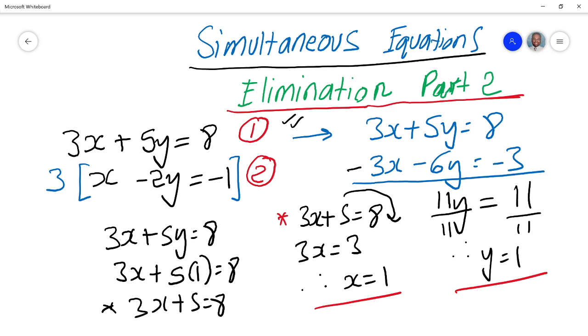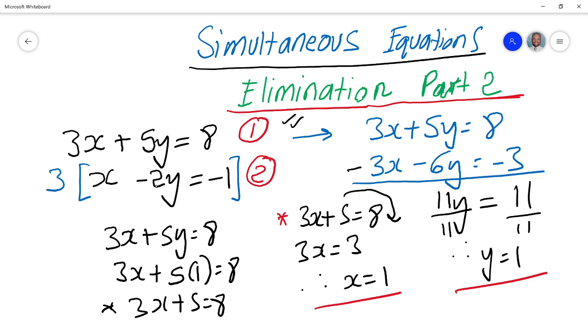If I want to check if I've got the right answer, I put the values of x and y in both equation 1 and equation 2. Looking at the first equation, 3x plus 5y equals 8, I go 3 times 1 is 3, plus 5 times 1 is 5. 3 plus 5 becomes 8. So that's correct for the first equation. Let's see if it's correct for the second equation. x is equal to 1.